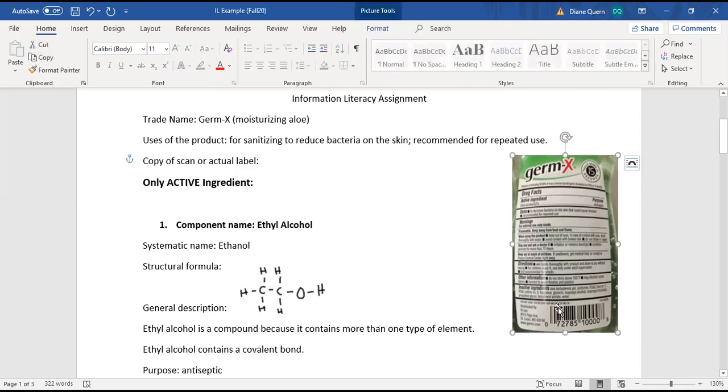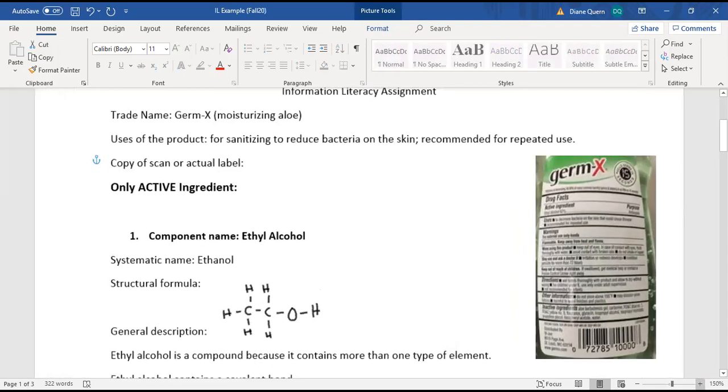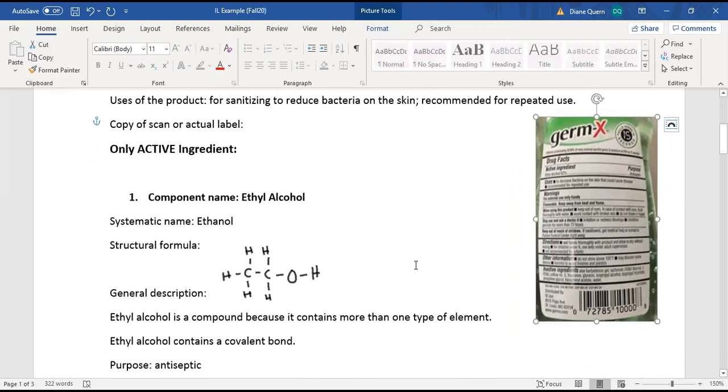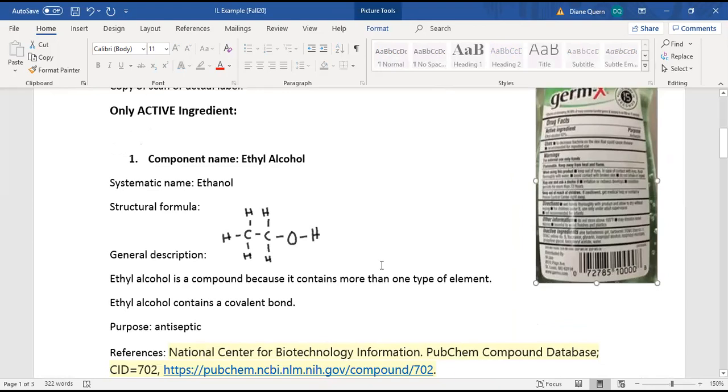So try to make it as clear as you can. I can usually get a close-up and see, and a lot of times if I can't read your label accurately, I'll just look up the label myself to see what's in it. Next, you usually start with the active ingredient. That's usually what the label itself starts with, and then you go from there and do the rest of the ingredients.